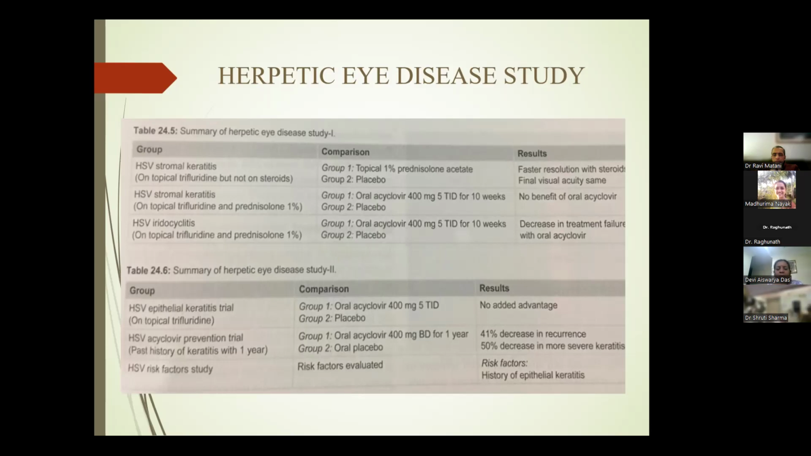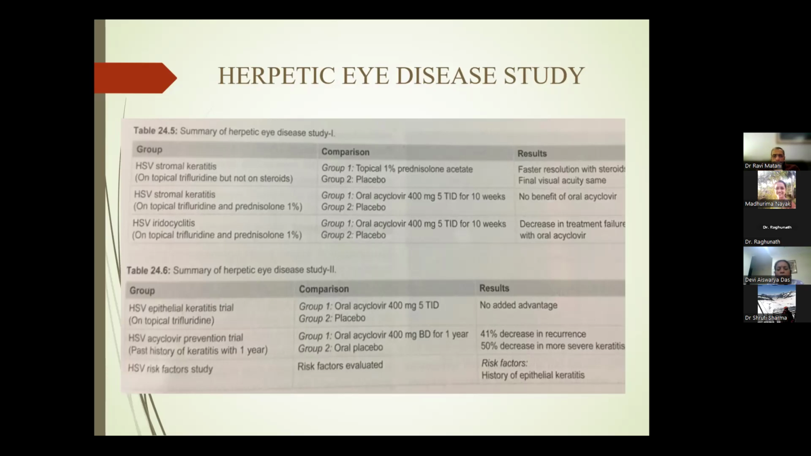Then herpetic eye disease limb 2. So this happened later. Patients in the HSV epithelial keratitis trial who were already on topical trifluridine: whether adding oral acyclovir in a treatment dose had any benefit. So it had no advantage. So epithelial keratitis, no added advantage of oral acyclovir unless the patient is intolerant to topical application or has a neurotrophic component, like we had discussed. Other than that, there is no added benefit of oral acyclovir.